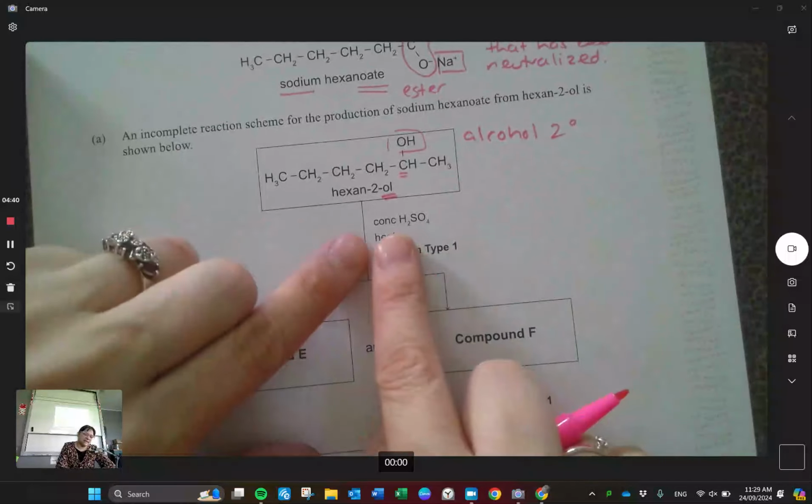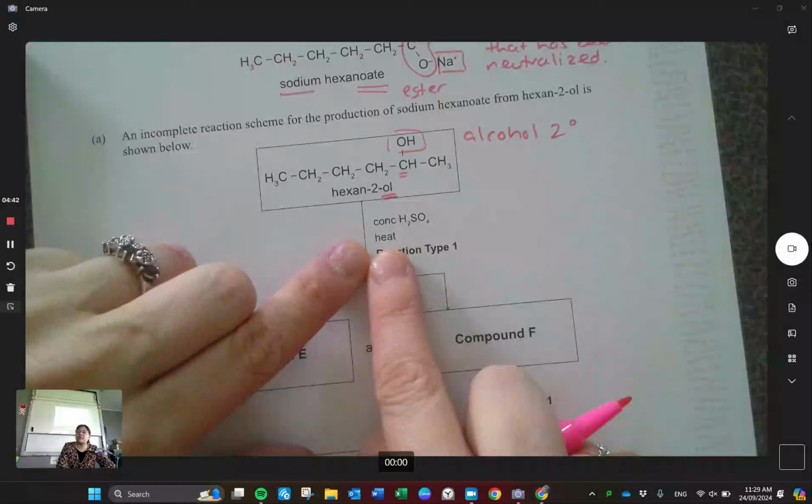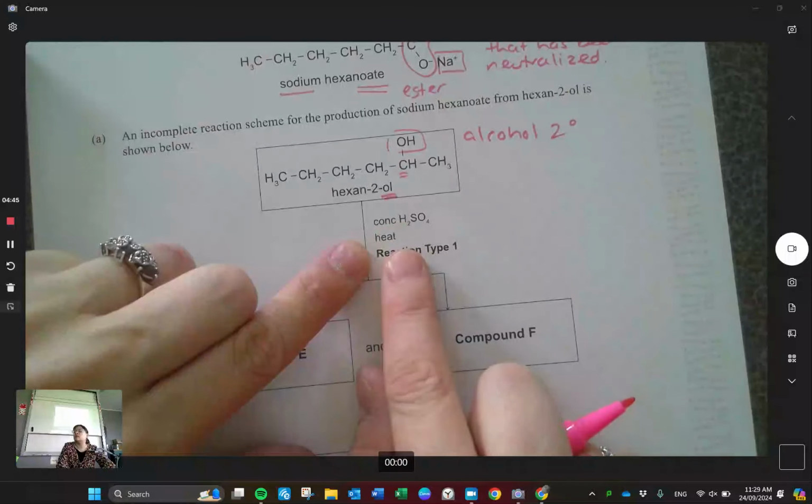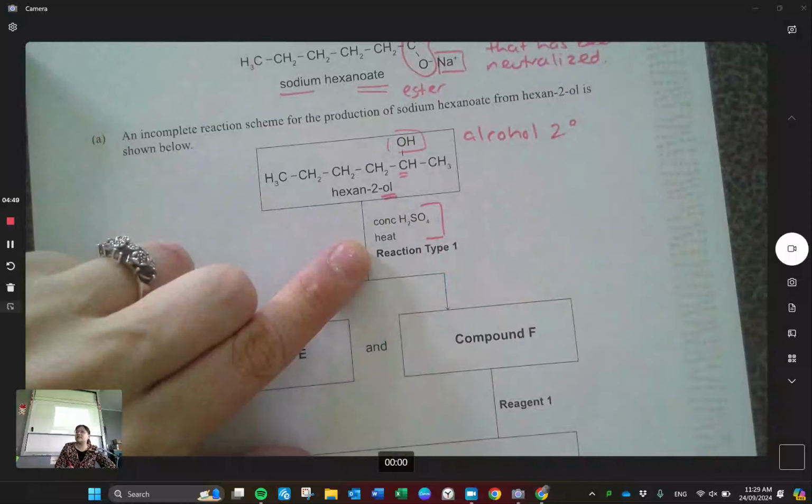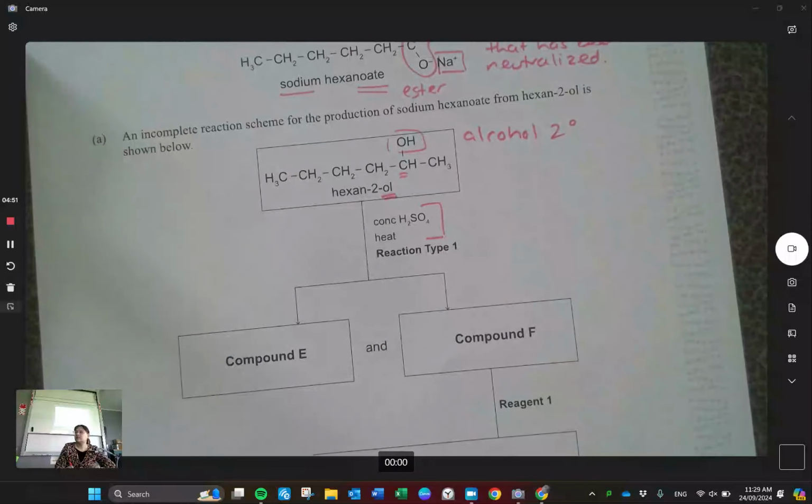All right, then I see concentrated sulfuric acid with heat. This is what I mean about memorization. We need to know what that concentrated sulfuric acid does. So if you don't have your flashcards or your flowchart memorized, you're going to have to do that in order to answer these questions.